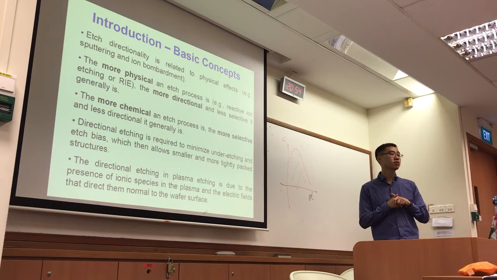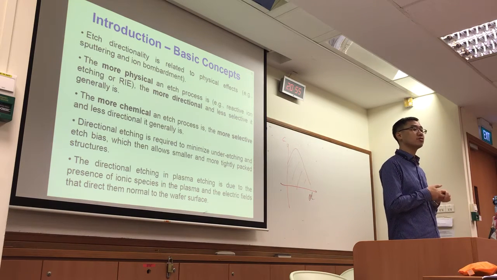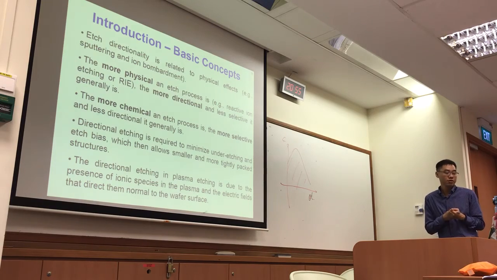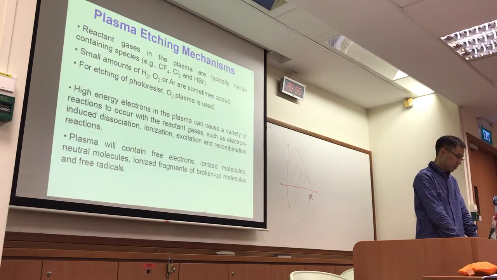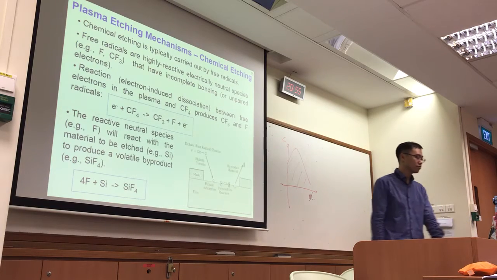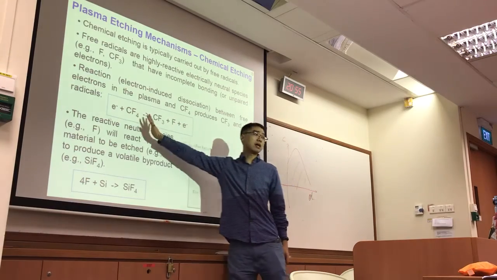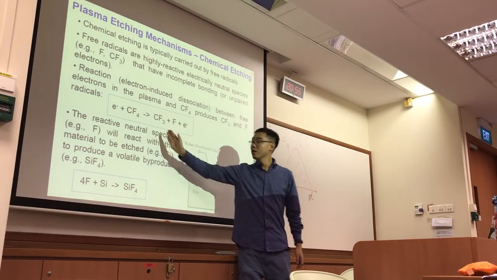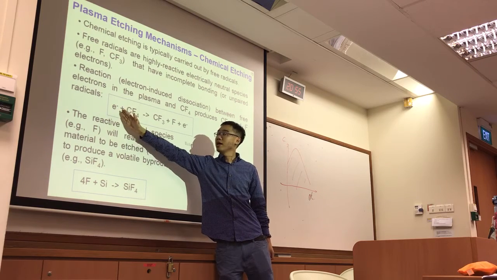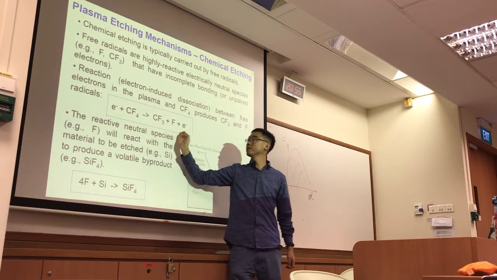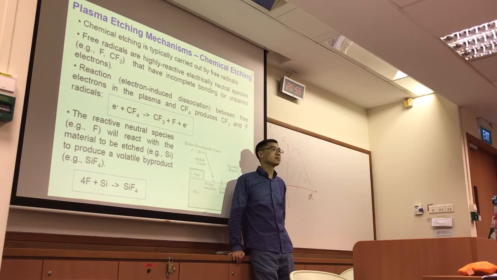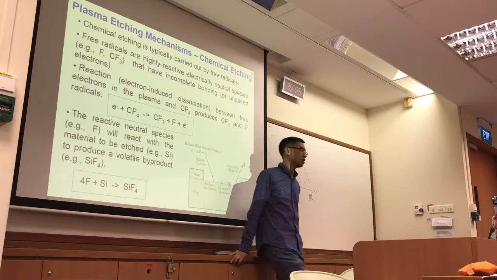For the chemical reaction, it is because of radicals. Radicals have no charge, but they are very reactive. This one you don't have to know the equations, but you know how high energy electrons can break the bond to form the radical. Like fluorine radical is typically used for etching of silicon and silicon oxide.